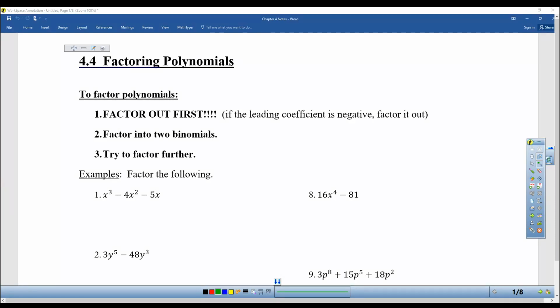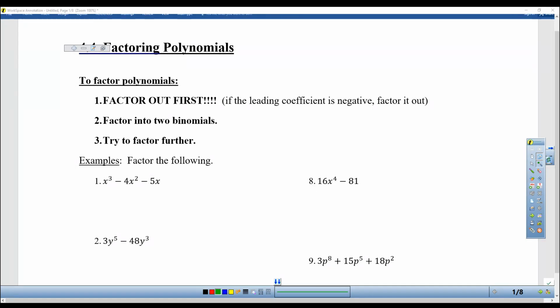So this is a fantastic section. It's so important. You'll use this through every year of math. Being able to factor is going to be key for so much else that we do. So make sure that you really understand this section before you leave it.